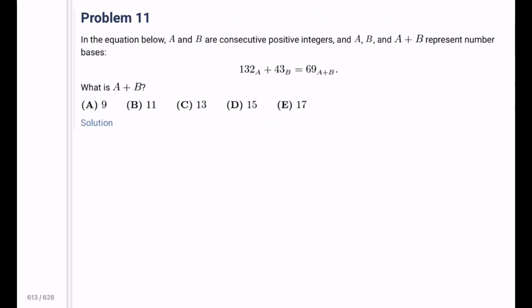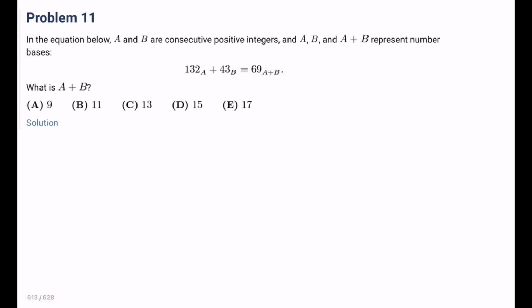It's B. Number 11, in the equation below, a and b are consecutive positive integers, and a, b, and a plus b represent number bases, and this is true.